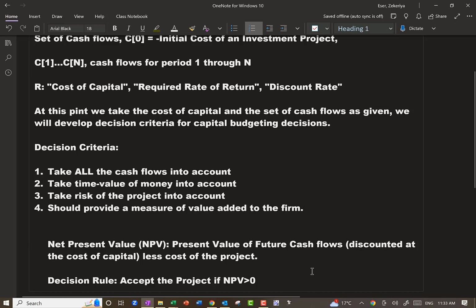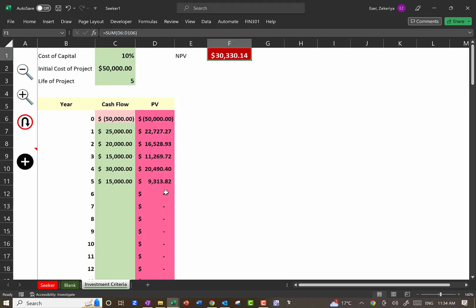Does it indicate how much value added to the firm, given the riskiness? If you think about it, that's what NPV is. It basically says discounting these future cash flows at a rate that is commensurate with the risk of the project minus the cost of project. That's how much value you're adding to the firm. So NPV actually does all of that. Okay?